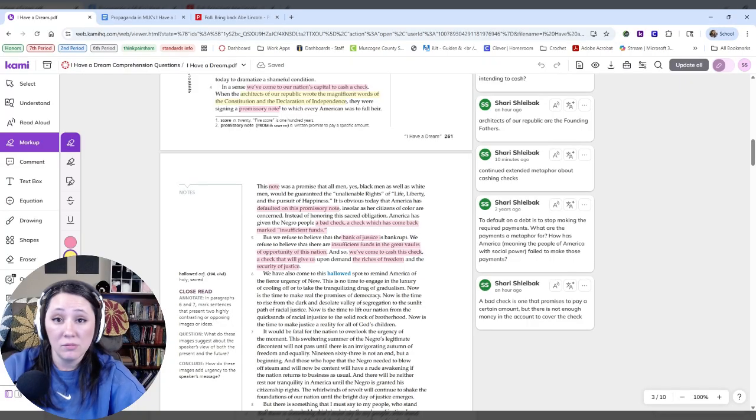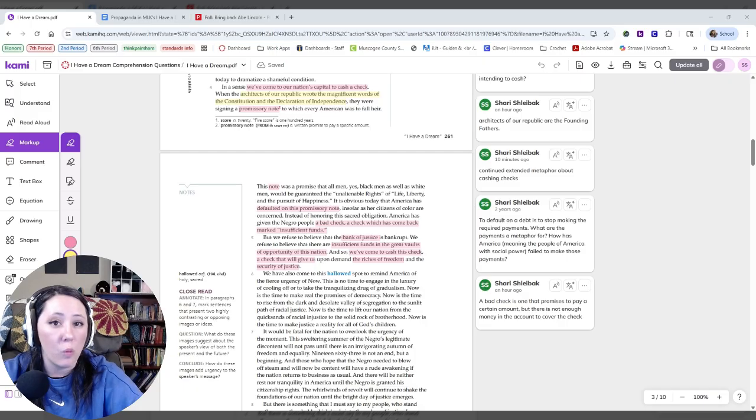African Americans are Americans. Americans were promised freedom and justice in the Constitution and Declaration of Independence, both of which are documents that are highly respected by all Americans. So this is a very compelling argument, and he's using a metaphor to do so because he's talking about cashing a metaphorical check. Okay, so I've got my narrative technique. I've got my propaganda technique. I got to bring it all together in my conclusion, right?